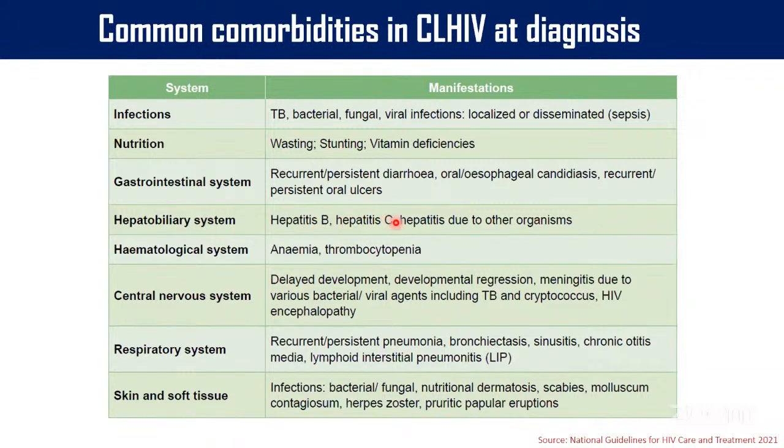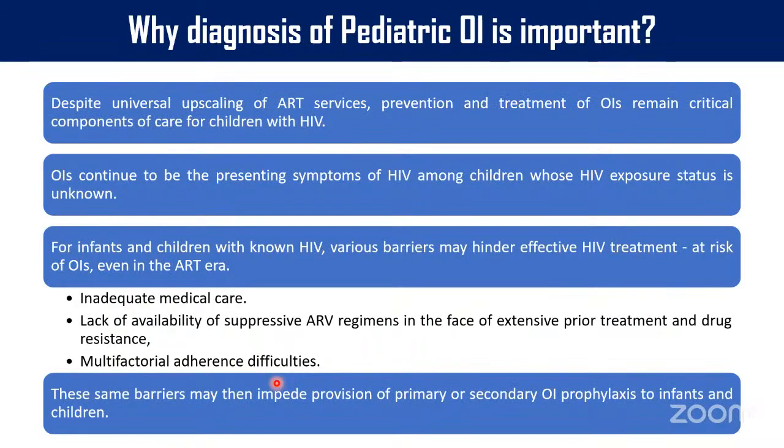Hepatobiliary, you have hepatitis B, C, and hepatitis due to other organisms. CNS, you have again tuberculosis, cryptococcosis, HIV itself, bacterial agents, and even in respiratory, you have pneumonias, even otitis media. So all these are infection related. Skin and soft tissue will have infections. So OI plays a very important role in comorbidities which are associated with HIV infection, not only in children, even in adults also. So why is the diagnosis of pediatric OI important?